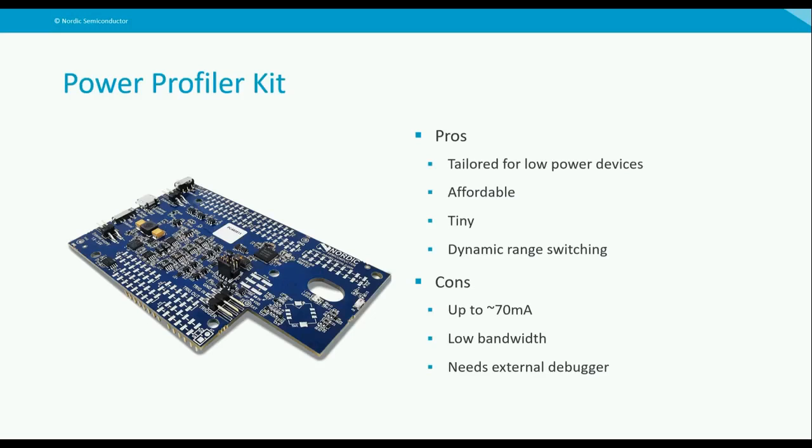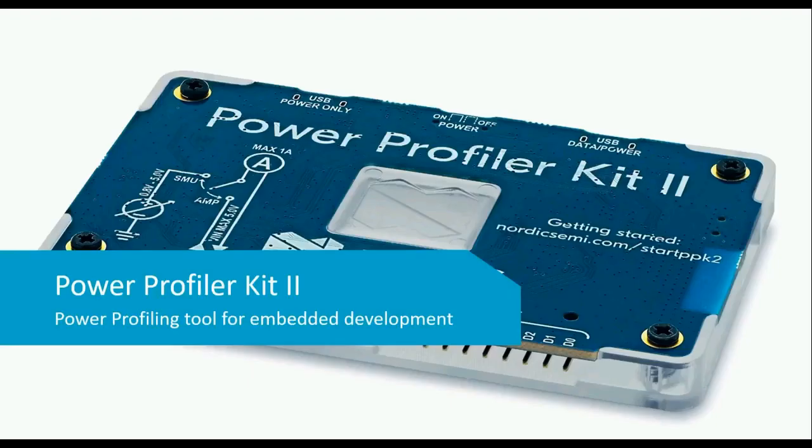While this was sufficient for a while, with newer devices with faster operation speeds and higher power consumption, the PPK falls a bit short, with a measurement limit of approximately 70 milliamps and a continuous sampling speed of a little below 8 kilosamples per second. It also needs an external debugger, making it harder to debug your application while doing measurements. That is why we now have launched the Power Profiler Kit 2.